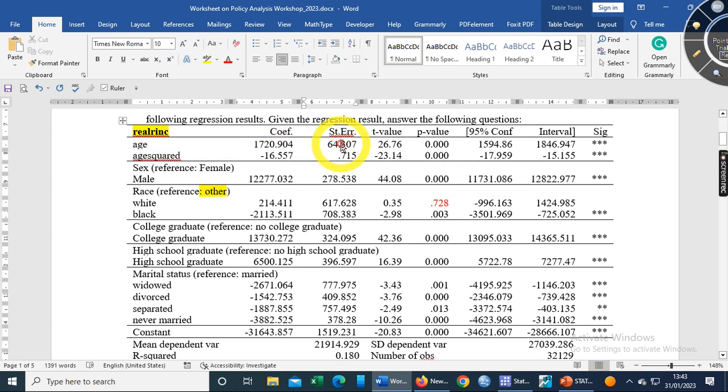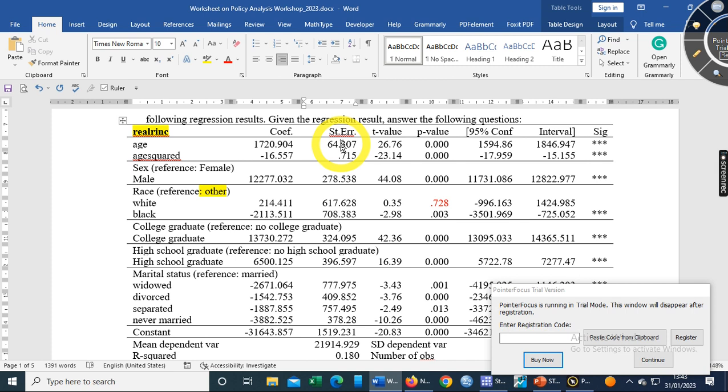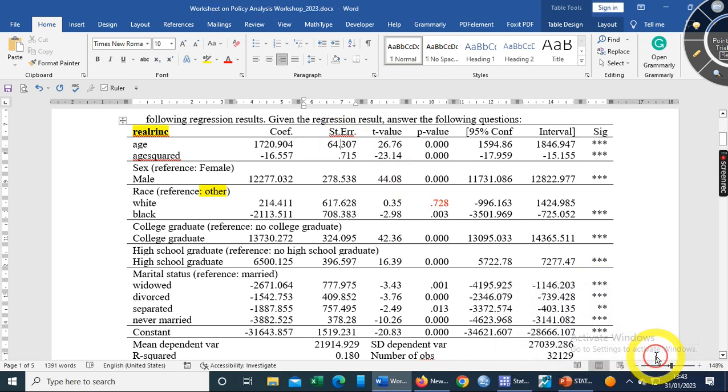What does that mean? At the early stage of the individual's age, as age increases till a certain age threshold is achieved, income of the individual increases. But it turns out to be negative beyond the threshold specified.